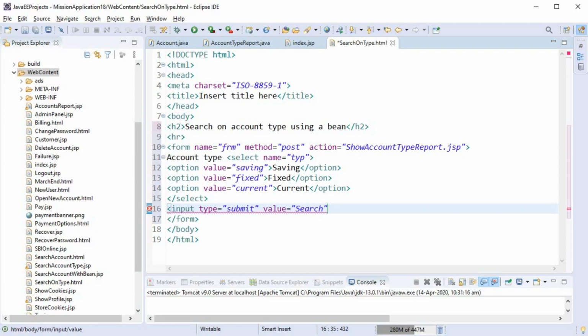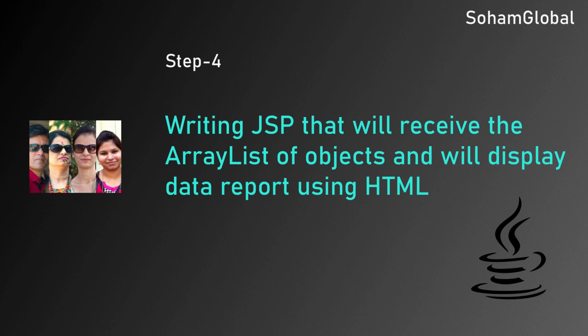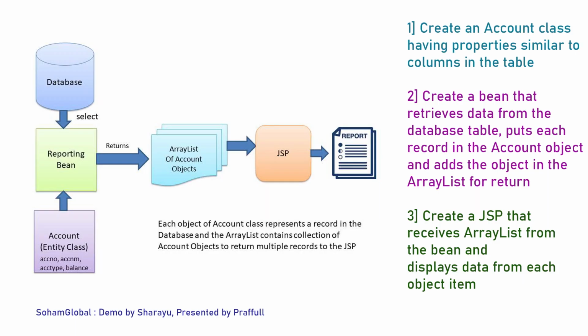Now anything else if you want to do. Final step, we will be creating a JSP page and we will receive the array list from the reporting bean, and we will write a for loop to retrieve data from the array list and display it to the end users. Now each record in the array list is in the form of an object of the account class, and we have to take out all the data from the account class, and that will give us a record, and we will print it on the JSP page as a report.